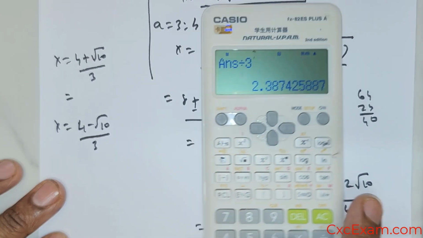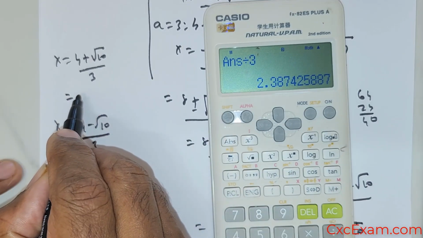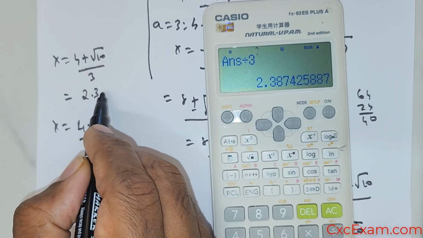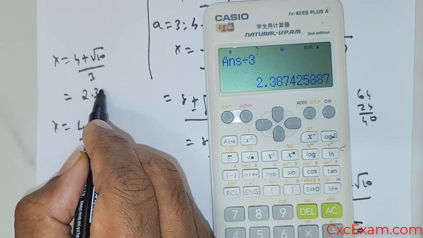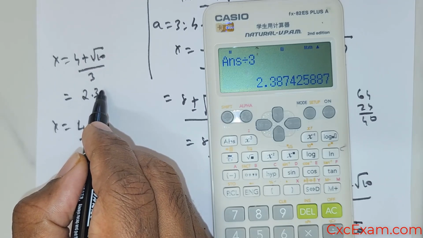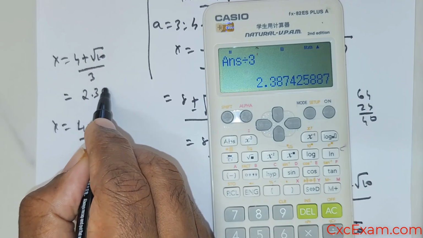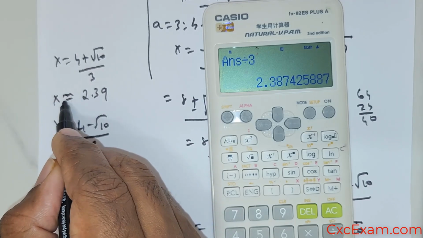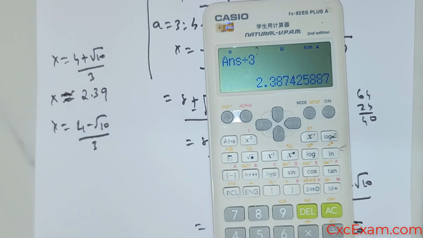So that would give me 2.387. If they're asking for 2 decimals, you have to round that value up. So I'm going to take it as 2.39. That's one value. Maybe you can use the approximation sign here.